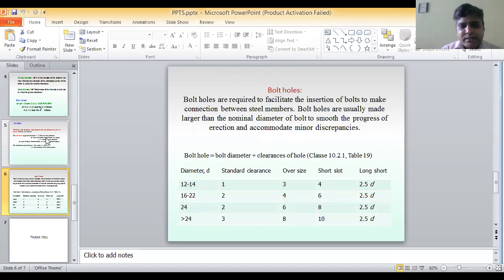This is the point to remember: diameter, standard clearance, oversize, short slot, long slot. For 12 to 14: 1, 3, 4, 2.5D. For 16 to 22: standard clearance 2, oversize 4, short slot 6, and long slot 2.5D. For diameter 24: standard clearance 2, oversize 6, short slot 8, and long slot 2.5D. For greater than 24: standard clearance 3, oversize 8, short slot 10, and long slot 2.5D.